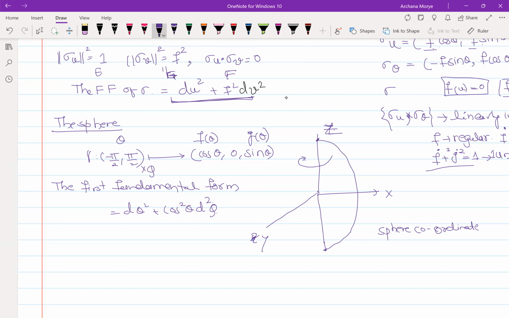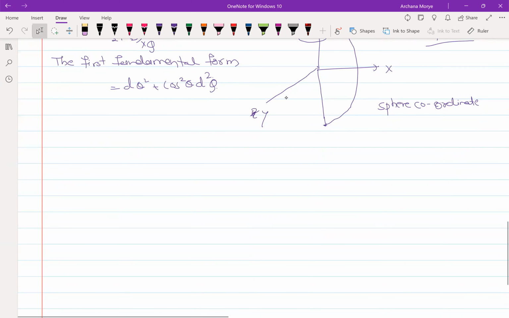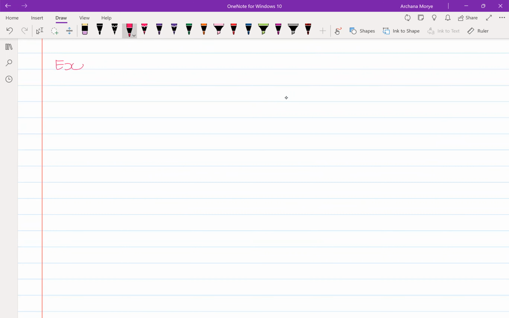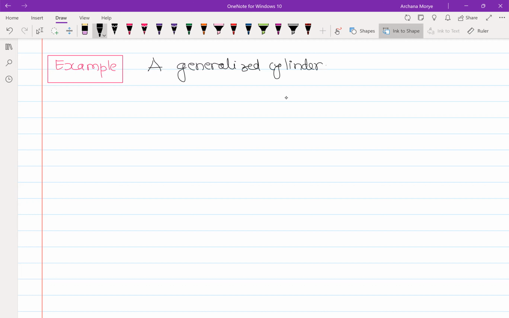Okay, and now let us see one more example. Let me just quickly go through it, which was there in the last class, where I just vaguely mentioned it. There is something called a generalized cylinder. So let me tell you what this is. I think last class, Pooja, you missed it, right? Yes, ma'am. Right, so let me just quickly recall it.